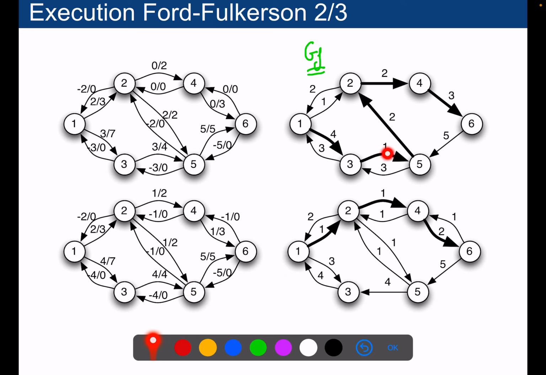Because yes, the bottleneck value is 1. So you will push 1 unit of flow along that path. 1 unit of flow. And so this is what you get here, okay? Instead of 3, you do +1, you've got 4.